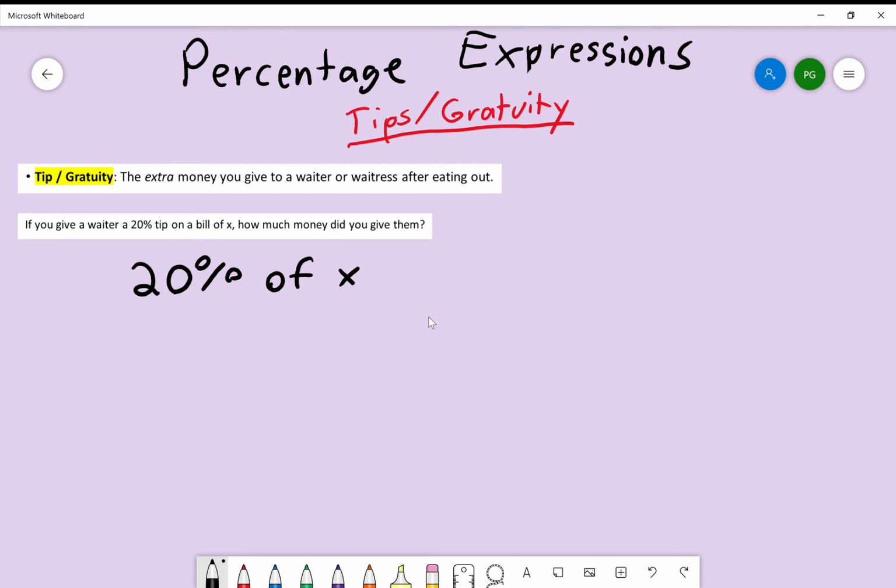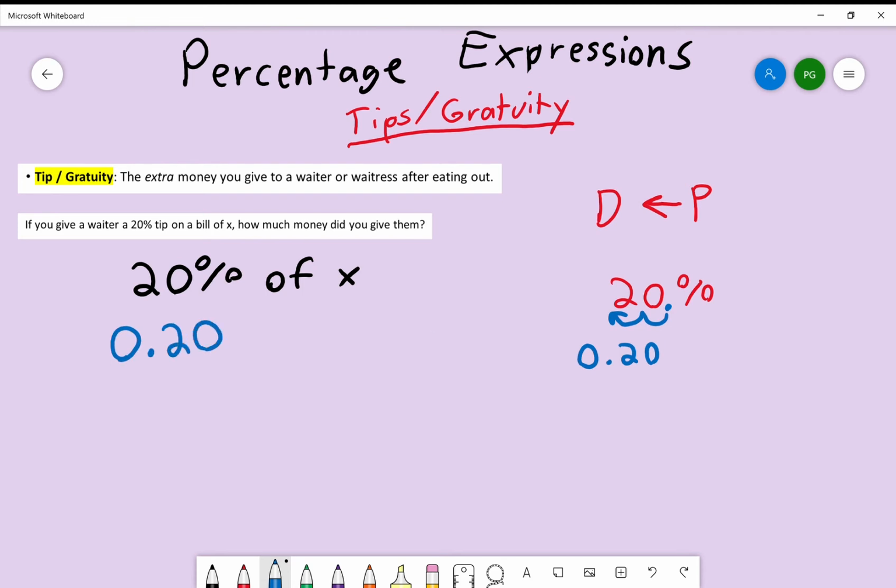Once again, to go from percentage to decimal, to go from P to D in the alphabet, you're moving to the left. So you're going to take your decimal point, and you're going to move it 2 spaces to the left. 0.20, 0.20. That's what this is as a decimal. So 0.20 times X, and you don't need to write the times. You can just write 0.20X. That's it. You're done.